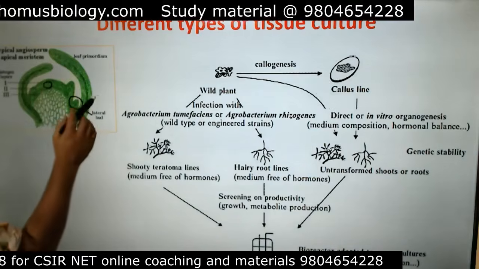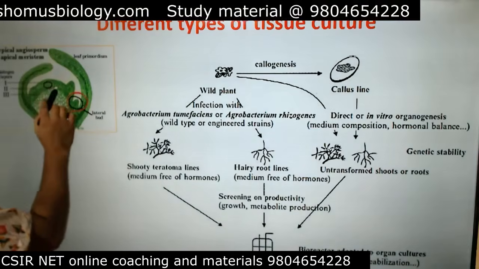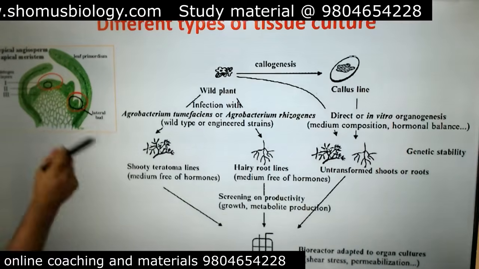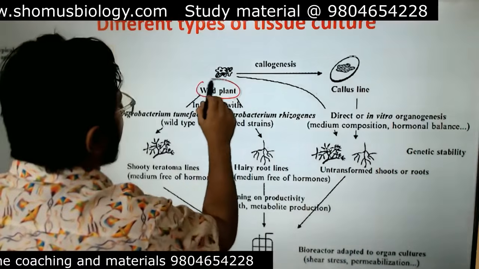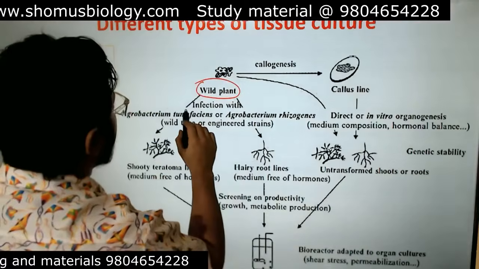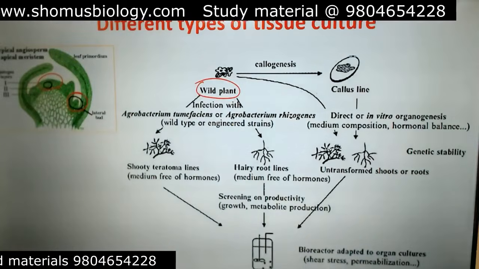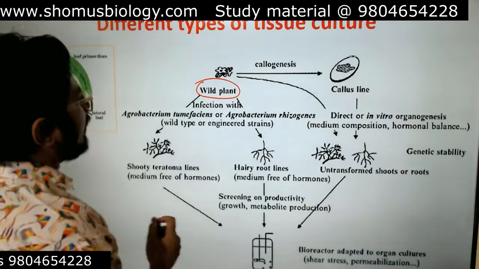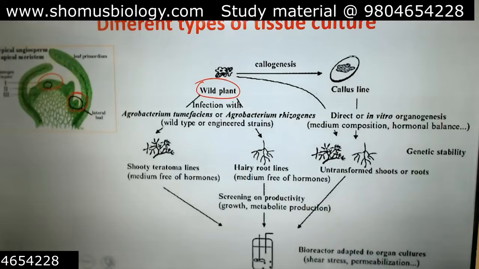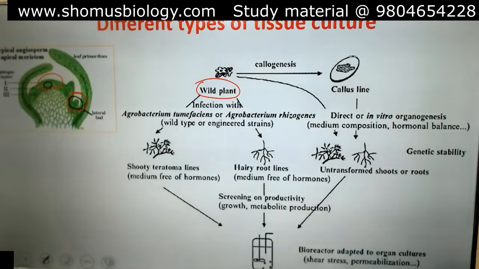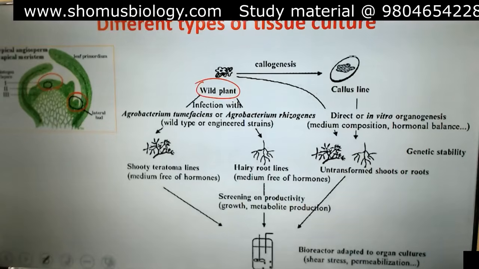So this is apical, you can see this is lateral bud, this is apical bud. So both are meristem tissues. Now you can take the tissue from there. So this is a wild plant, okay? And then what we can do is simply transfer it to the culture media and allow it to grow. Or we can call it normal growth, or sometimes we targetedly insert a gene of interest, make a recombined cell, and then allow the recombined cell to grow.